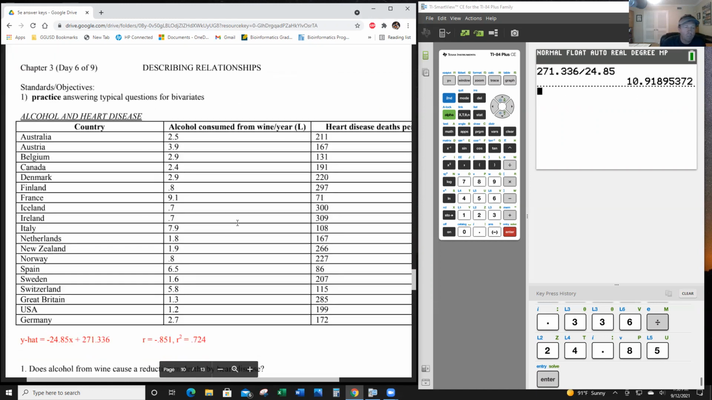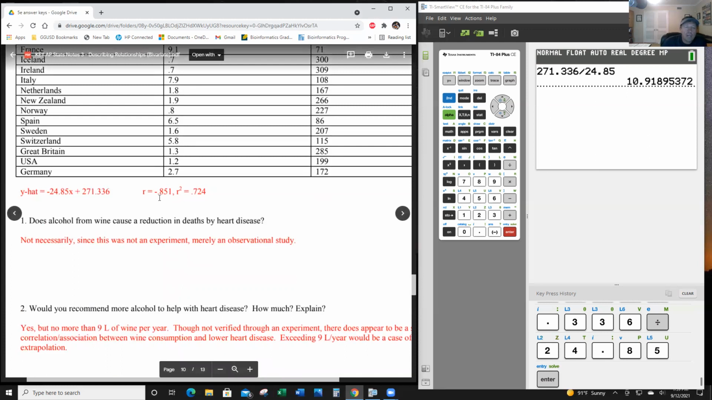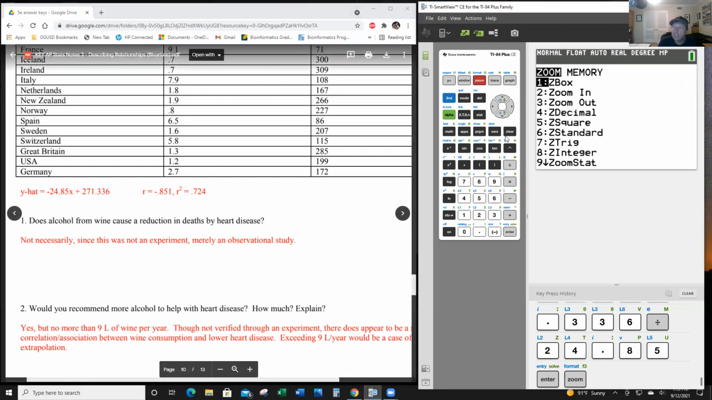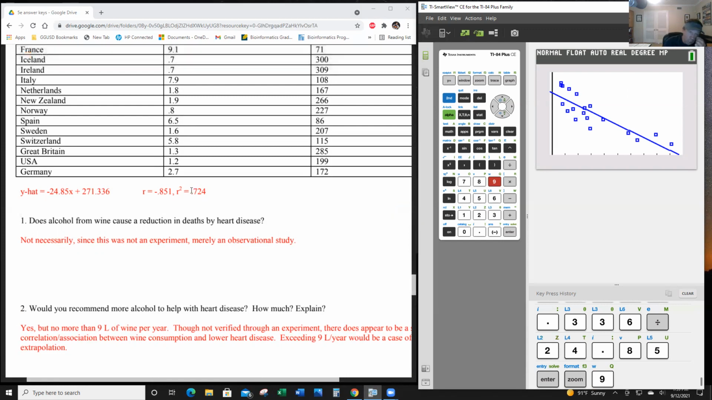We've done that before. Okay, so there's R, negative 0.851. Okay, here we go. So if you want to write this down, you can. There is a strong negative linear association between alcohol from wine and heart disease per 100,000, or just say heart disease. Okay, so there's one.